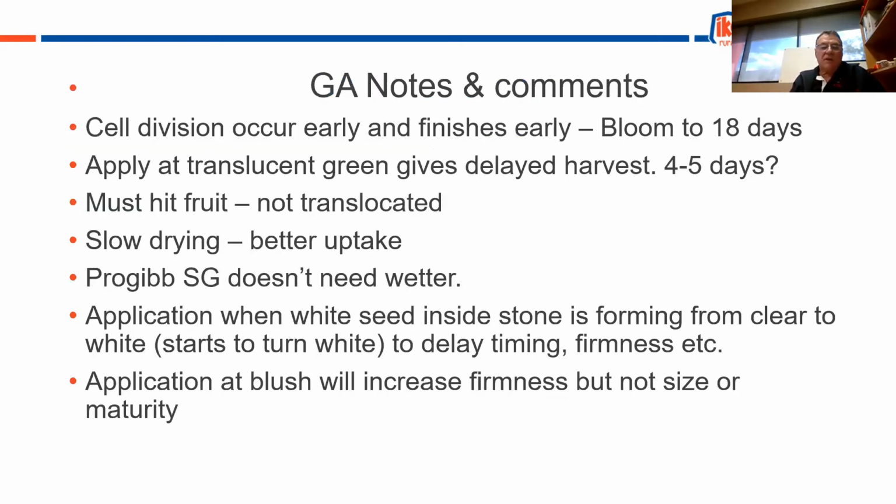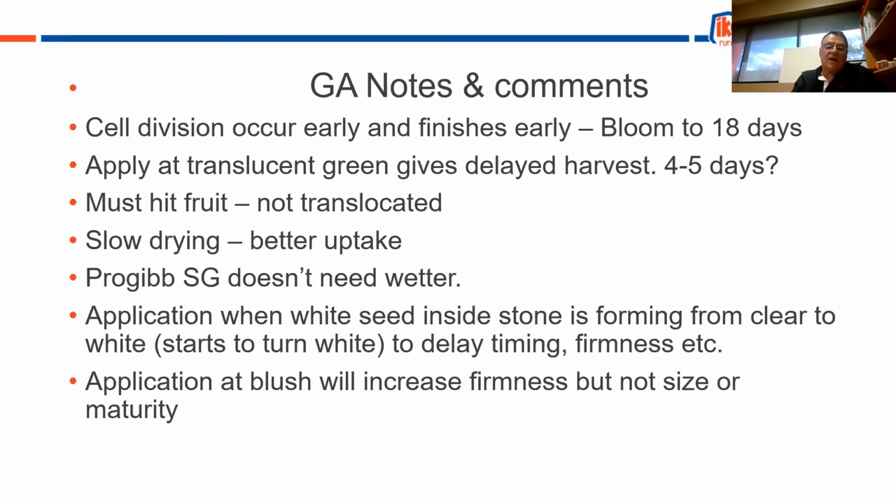Just some notes and comments on GA. What GA does is increase the size of the cells in the fruit. Cell division occurs really early in cherries, and half the cells are already formed at full bloom. Another 2 to 3 weeks after that, the rest of the cells are formed. So once you get past 3 weeks after full bloom, pretty well all the cells that the fruit is going to have are formed, and then it's really blowing up those cells to give it the size.